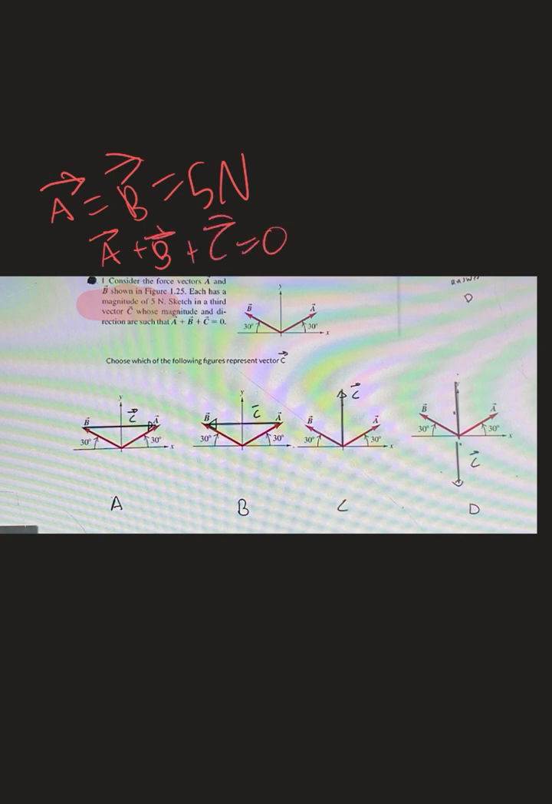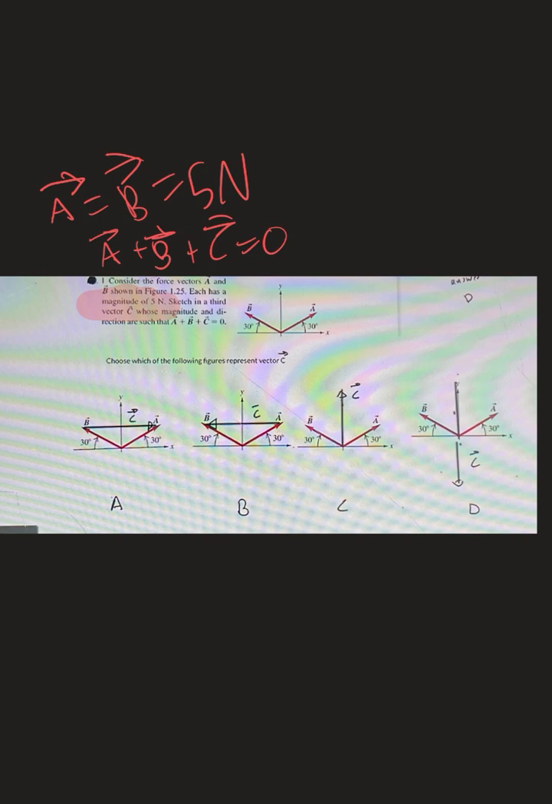All right, so for the first one, we have a magnitude of 5 newtons, right? So what we're gonna do here is the vector A is equal to vector B, which is equal to 5 newtons, right? So now we're gonna do A plus B plus C is gonna equal us to 0.